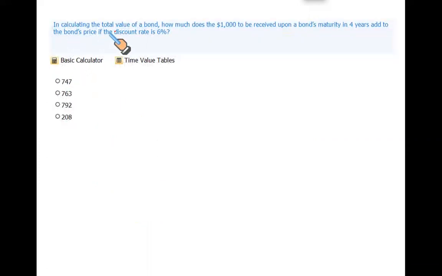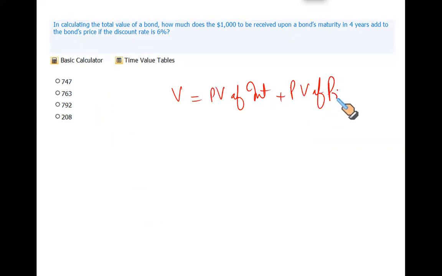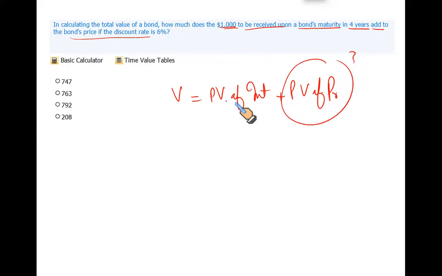Okay. In calculating the total value of the bond, we know the value of the bond is equal to the present value of interest payments plus the present value of principal. So in calculating the total value of a bond, how much does $1,000 to be received upon the bond's maturity in 4 years add to the bond's value? This factor only. We just have to find the present value of the principal, not interest. Simple, you have to find this.